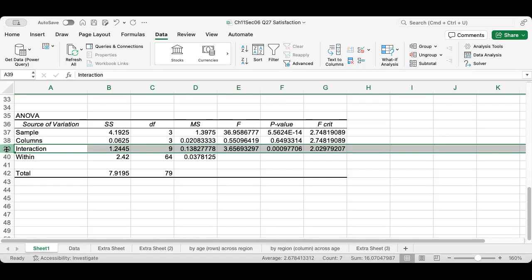And notice now that my F critical changed. Why did my F critical change? F critical changed because the number of options changed. I had 4 rows, 4 columns. That's why the degrees of freedom is 3 in each of those. Degrees of freedom for interaction is 9. My degrees of freedom are counted differently here, and so my critical value changes. But as long as the p-value is smaller than 0.05, yes, there's an interaction effect.